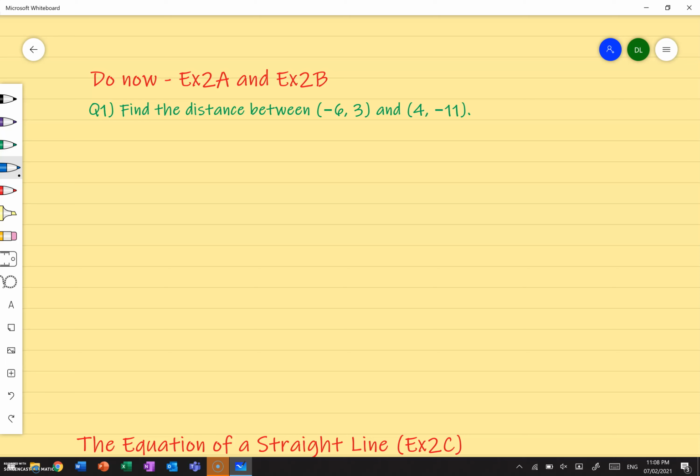Hey 11s, welcome back. Last lesson went through exercise 2A and exercise 2B on looking at the coordinate geometry when it comes to midpoint, distance, also linear relations in terms of the gradient of a straight line. Today we're going to be putting that into practice when it comes to the equation of a straight line.